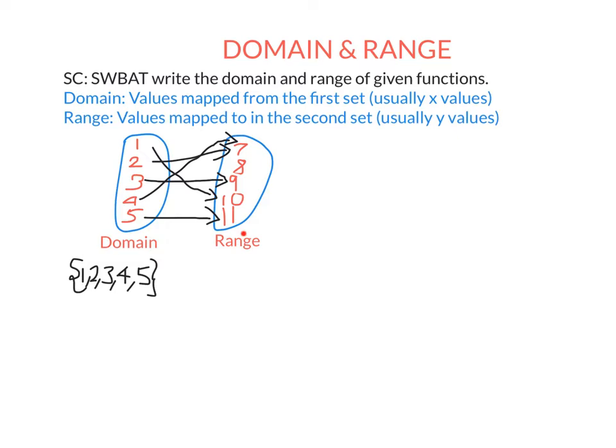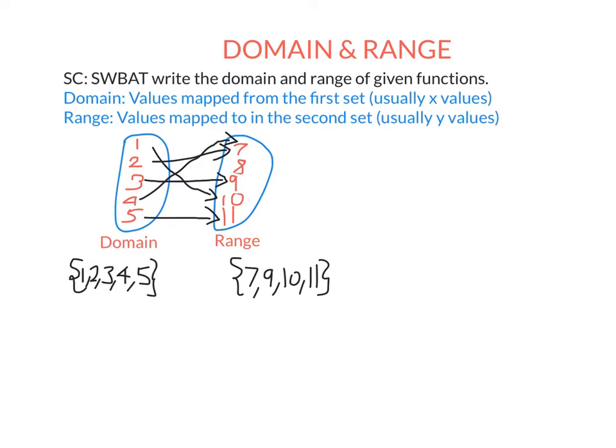So we do so similarly for the range, but we don't include the one that doesn't have a pair. So 7, 9, 10, and 11 are in the range, but we don't include the number 8 because there's no number from the first set that's mapped to it. So that's how we write the domain and range for this function.